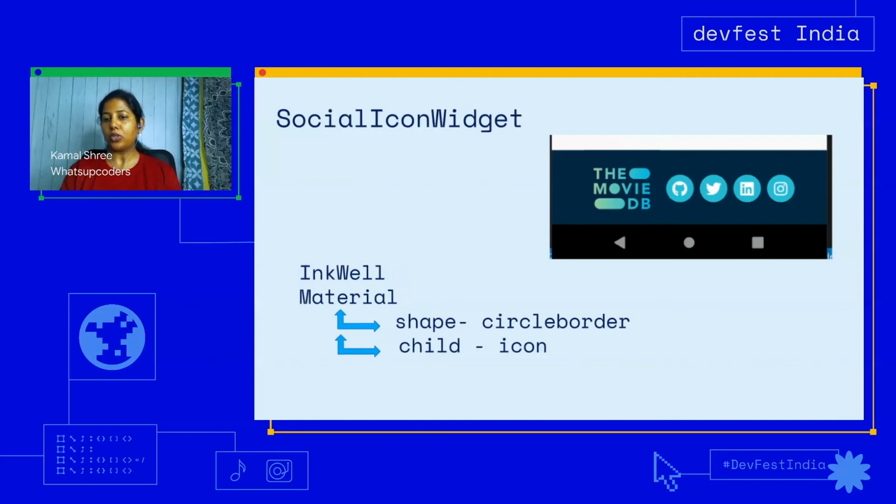Coming to the social icon widgets, it has a round icon with an icon image inside it. When I click on this, it should take me to the corresponding social media page. So what I can think of is an inkwell, a material with a circular shape, and inside that a child icon. So what is an inkwell? Inkwell is nothing but a rectangular area that makes it susceptible to touch events. That's what inkwell is all about. Let me go to the editor and show you how this looks.